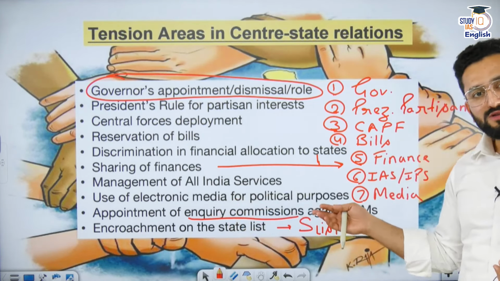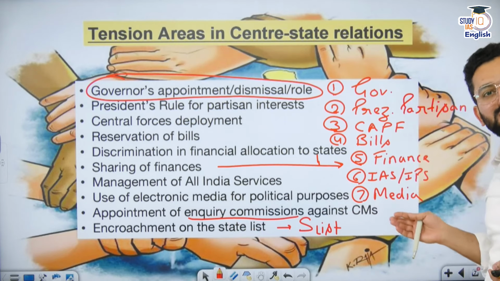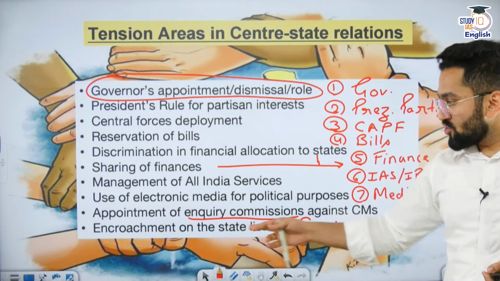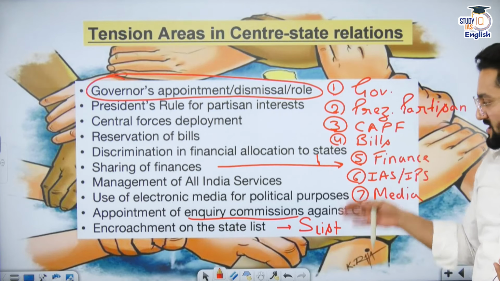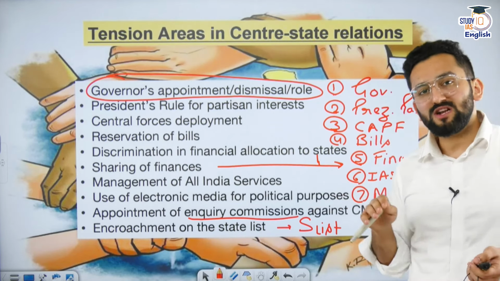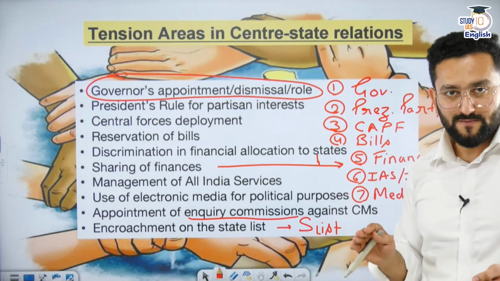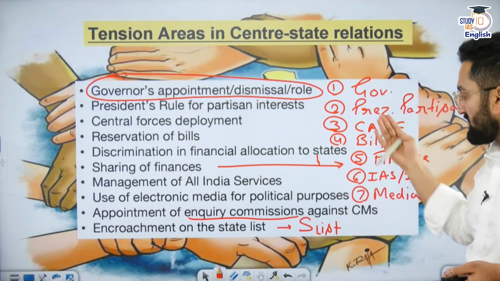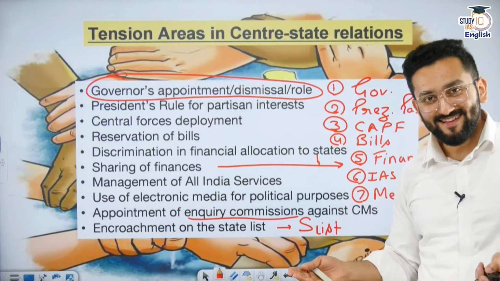Appointment of inquiry commissions against many chief ministers to arm-twist them. Encroachment on the state list. So you can see these are the prominent tension points between center and state. I asked you for just 5-6 points, and now you have more than that, right?